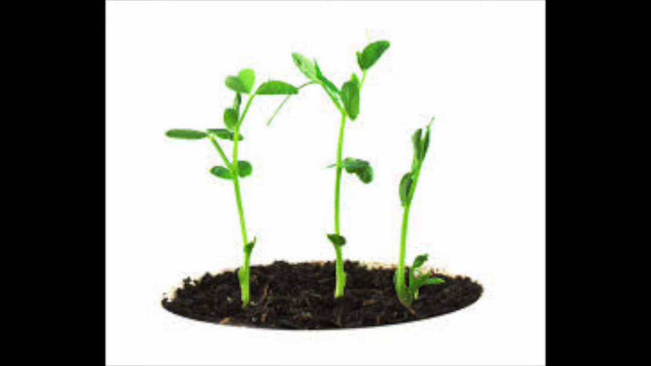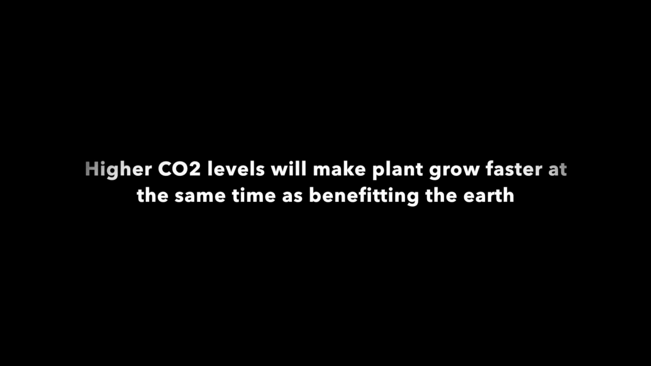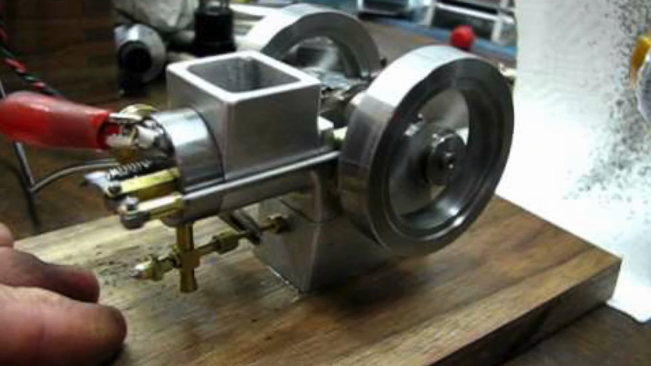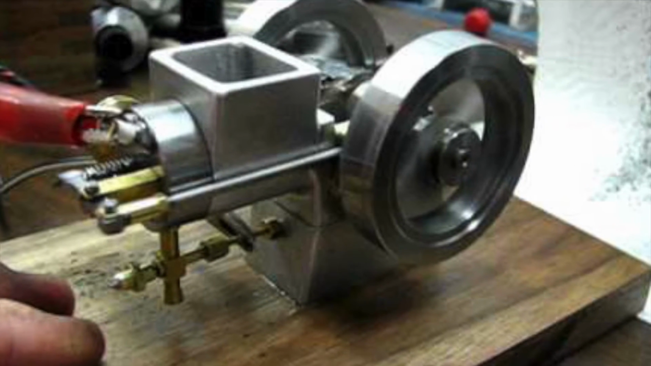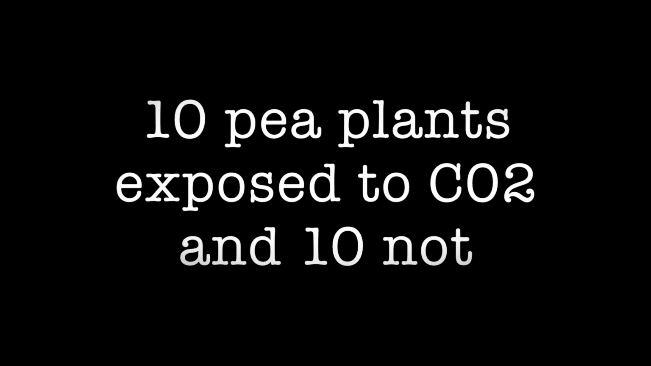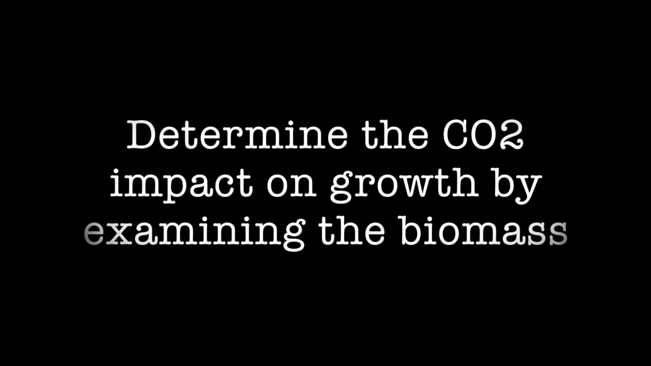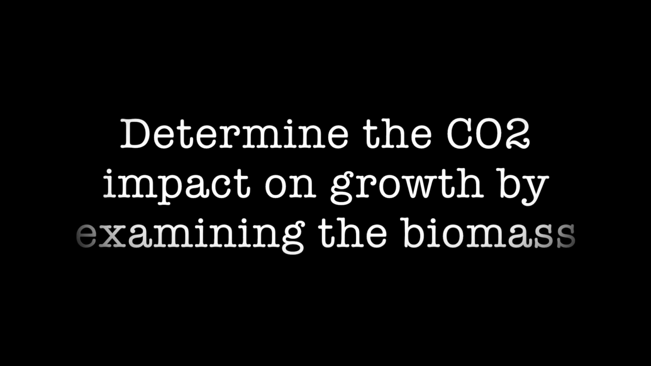My hypothesis is the plant that is exposed to higher CO2 will grow faster while consuming excess CO2, enriching the air. To carry out this experiment, I will grow 20 pea plants. 10 will be exposed to CO2 emitted by a small engine, while the other 10 will not. The exposure length of CO2 will be determined later. I will then evaluate the biomass of the control and experimental groups to determine the CO2 impact on growth.